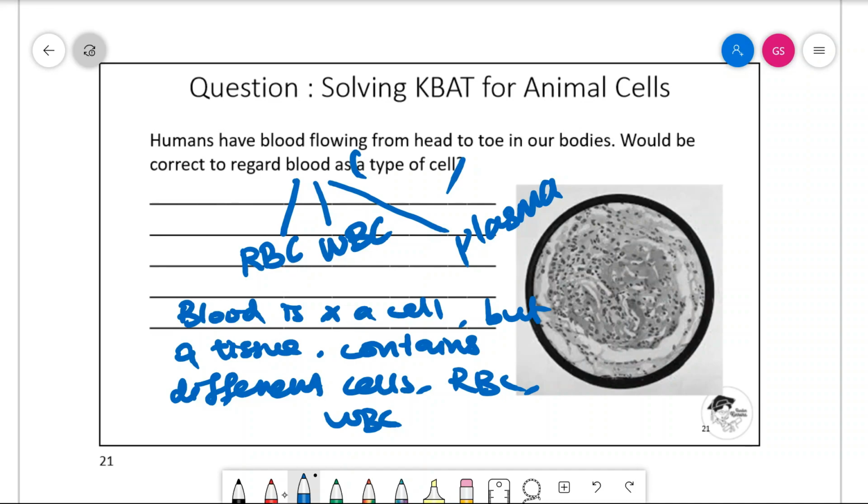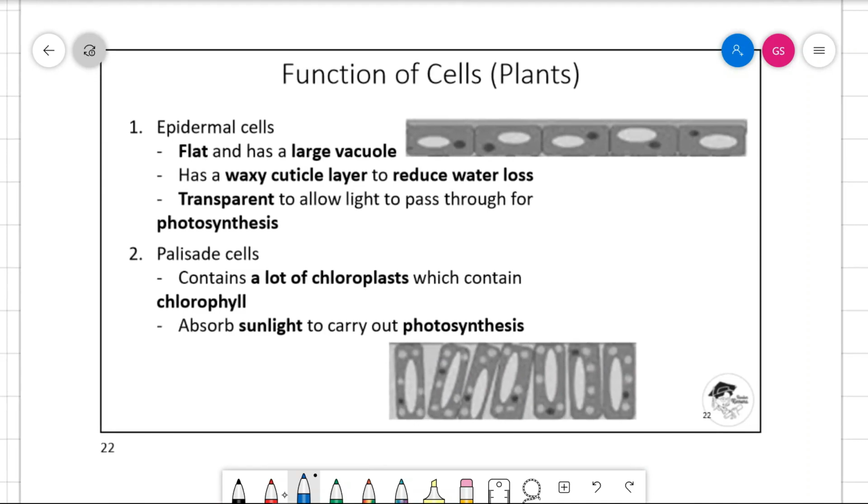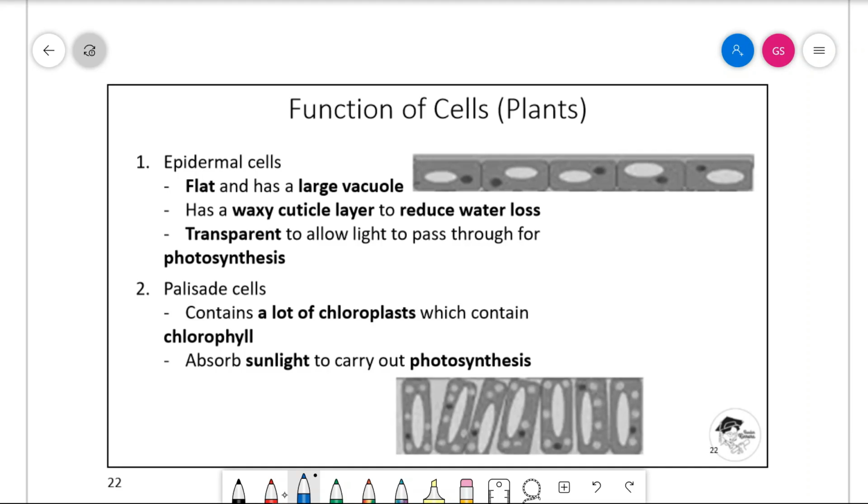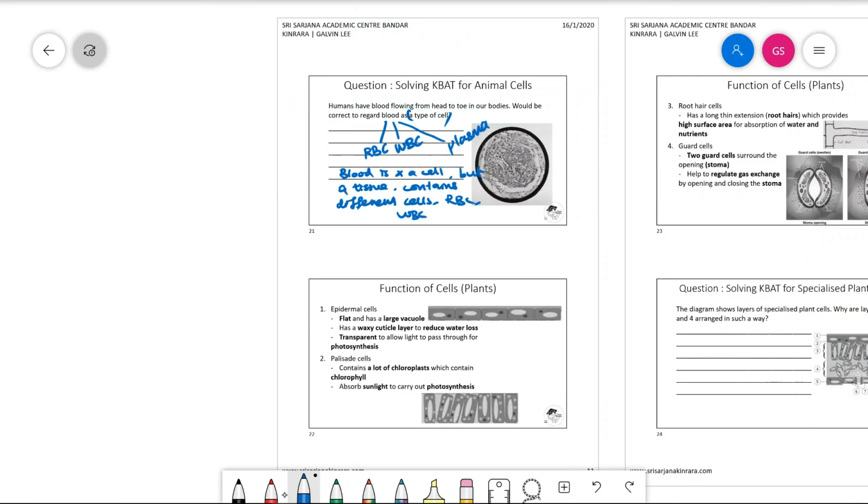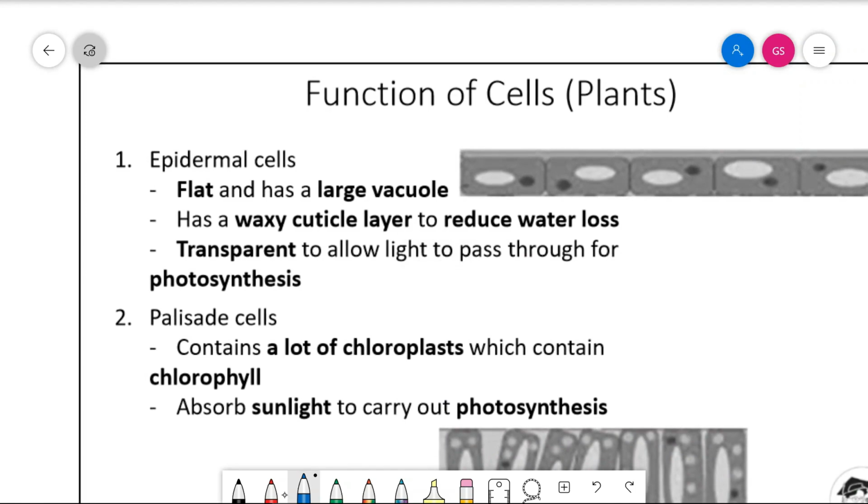Okay, now after that, that means animal is done. So we'll move into plant. Now the first type of plant cell you will see is what we call the epidermal cell. And this epidermal cell basically means on the surface. Okay? Maksudnya on the surface. Pada permukaan this organ of the plant. Okay? Surface. Such as the leaves. Such as the stem. That will be the epidermal cell.